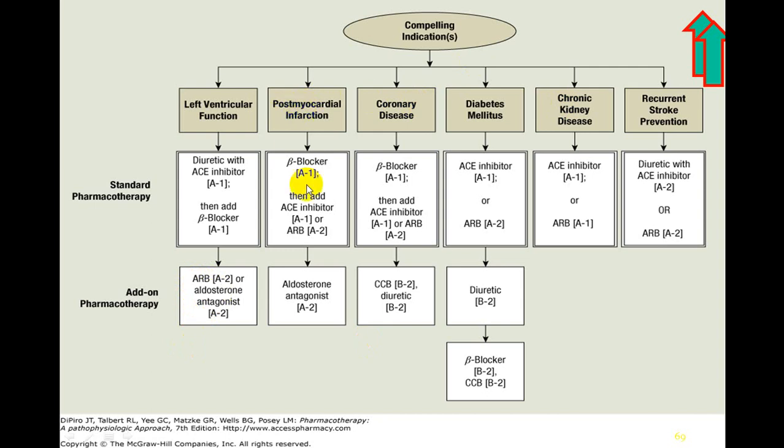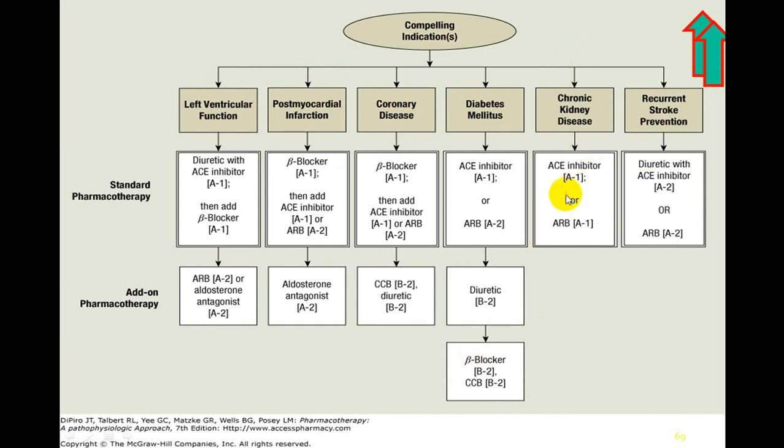In post-MI, beta blocker becomes the first drug of choice, ACE inhibitor the second, and you can add aldosterone antagonist as add-on therapy. In coronary artery disease, again, beta blocker, ACE inhibitor and diuretic or CCB. In diabetes, ACE inhibitor or ARB is the first drug of choice, and diuretic, particularly hydrochlorothiazide, should not be utilized in diabetes mellitus, also in hyperuricemia and hyperlipidemia. The last drug in diabetes is beta blocker. Beta blocker is contraindicated in diabetes mellitus, while it is a drug of choice in left ventricular failure, post-AMI and coronary artery disease. So remember this.